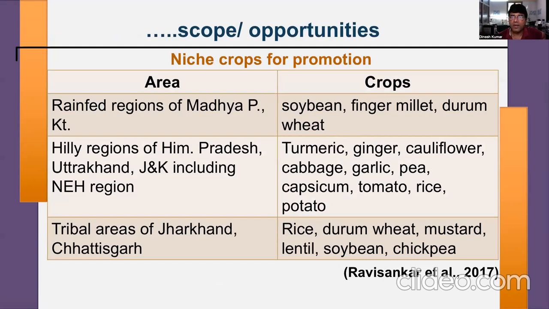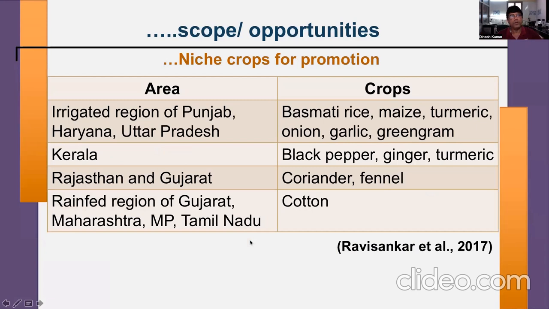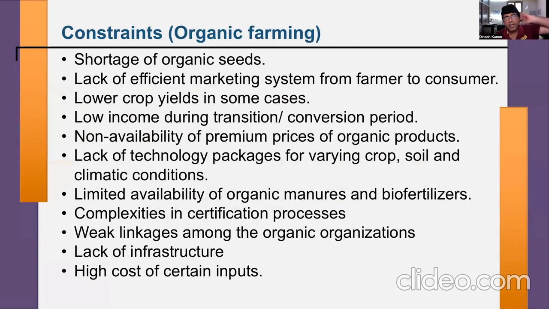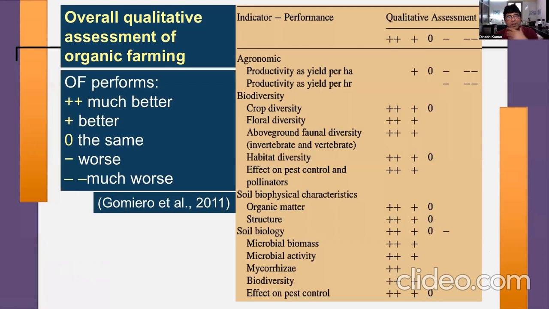And you can see the area and niche crops for promotion, in which state which crop should be promoted under organic farming, like MP, soybean; finger millet; hilly regions, turmeric, ginger; tribal areas, and so on. You can go through this list. There are certain constraints in organic farming: shortage of organic seed, lack of efficient marketing. You can go through this, or I can discuss these constraints after this time is over.